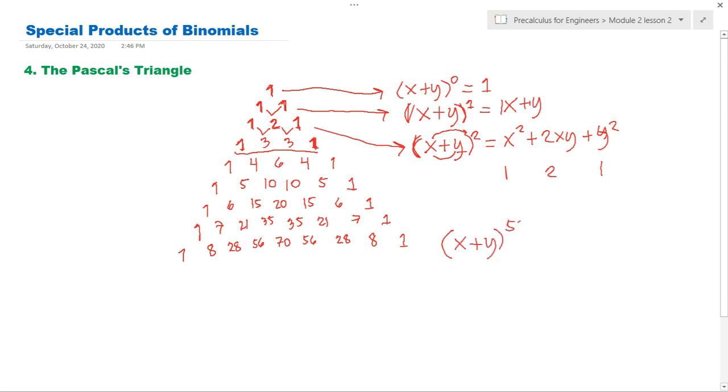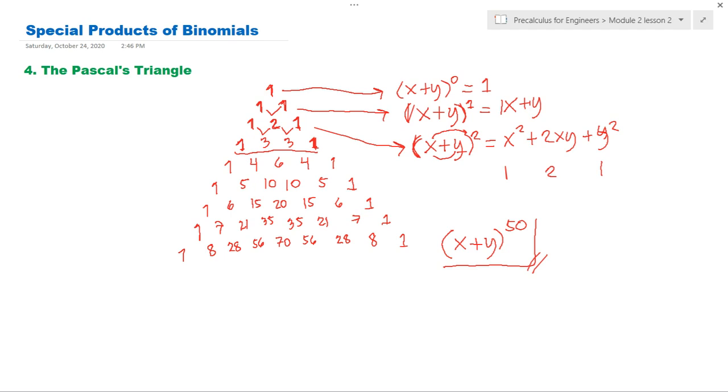During our time in class, we were tasked to solve or expand x plus y raised to the power of 50. Class, can you do it? Papa-assignment sana ako. Kaya nyo ba? X plus y raised to 50? Class, kaya nyo ba? X plus y raised to 50. Actually, it was given to us as an assignment.